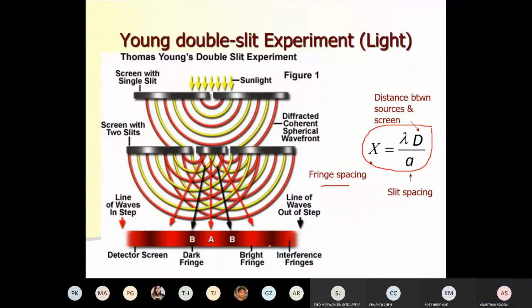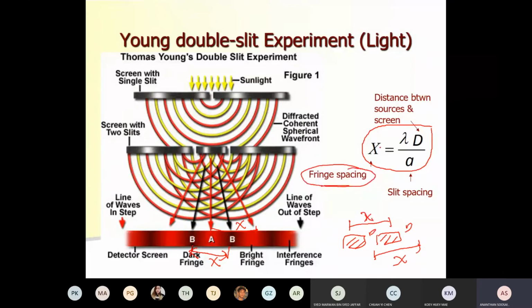What is fringe separation? The dark to the consecutive dark, or the bright to the consecutive bright spot, is x. Let's say you have a bright spot here, then a bright spot here, and then a dark here. So dark to dark is considered x, or bright to bright, the center bright, is considered x. So x is the fringe separation.